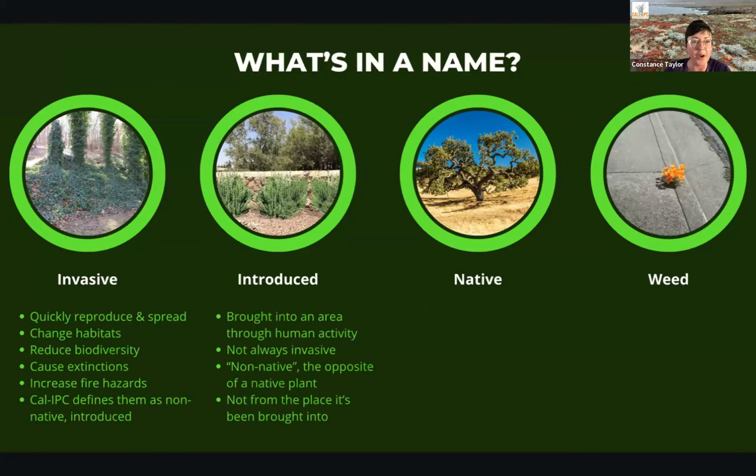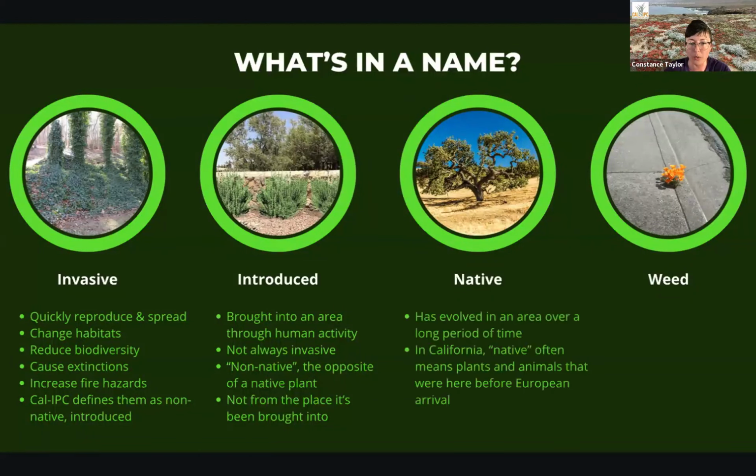Well, here we go. Like this rosemary in the picture here, introduced plants are brought into an area through human activity, and they are not always invasive. For example, you don't see fields of rosemary when you go out into the wild. They tend to stay where they're planted. And introduced is kind of a synonym for non-native. It just means the opposite of a native plant, and it's not from the place where it's been brought into.